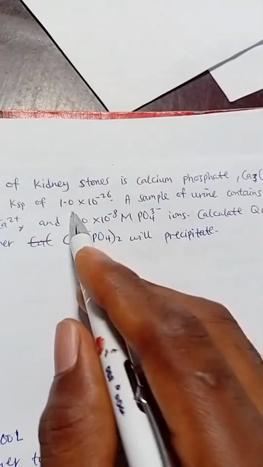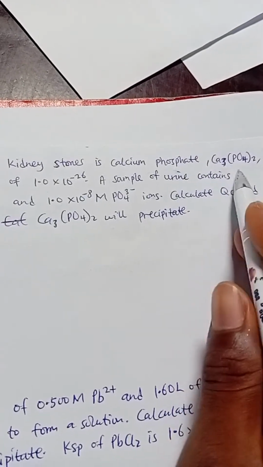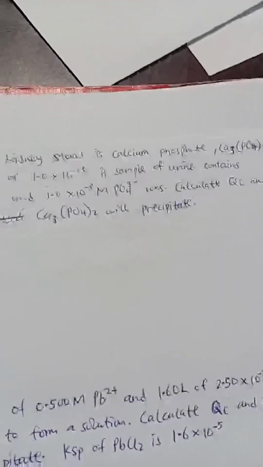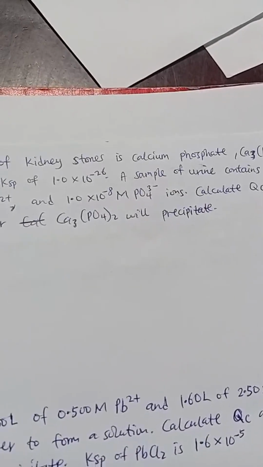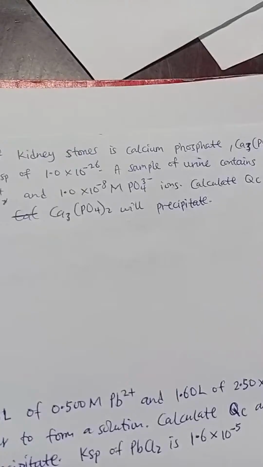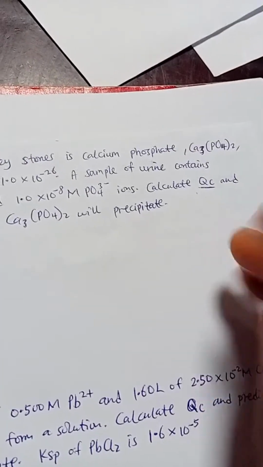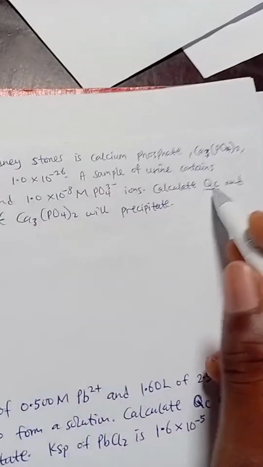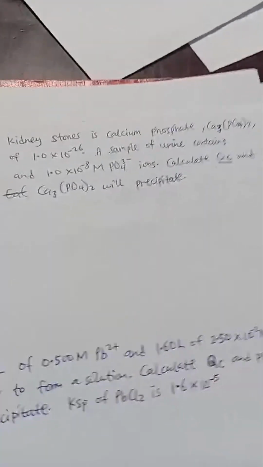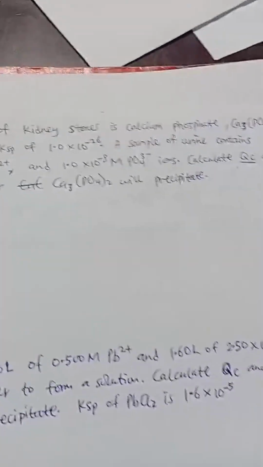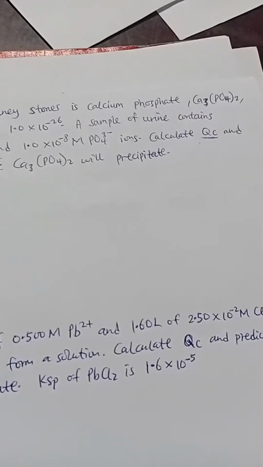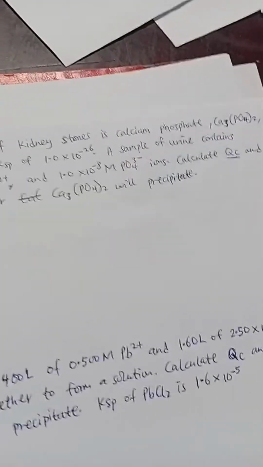Let's take question 5. One form of kidney stones is calcium phosphate, which has a KSP of this. So you see here we've been given the KSP of calcium phosphate. A sample of urine contains 1 by 10 to the power minus 3 molar calcium ions and 1.0 by 10 to the power minus 8 molar phosphate ions. We are to calculate the ionic product or reaction quotient for it and predict whether the calcium phosphate will precipitate or not. So we just go ahead.